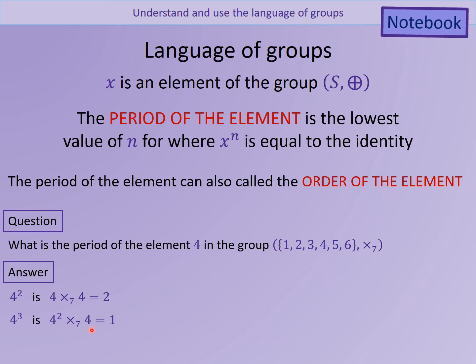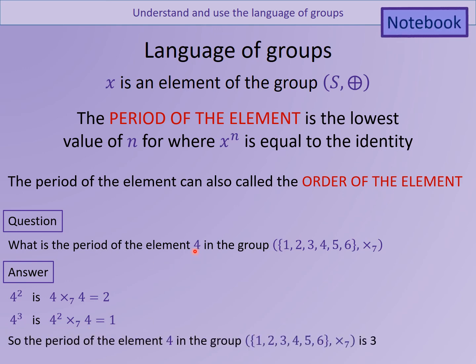So therefore I can stop just there. The period of the number 4 in this group is 3. All right, it literally took 3 goes to get to the identity. All right, so just write down what you need in your notebook.